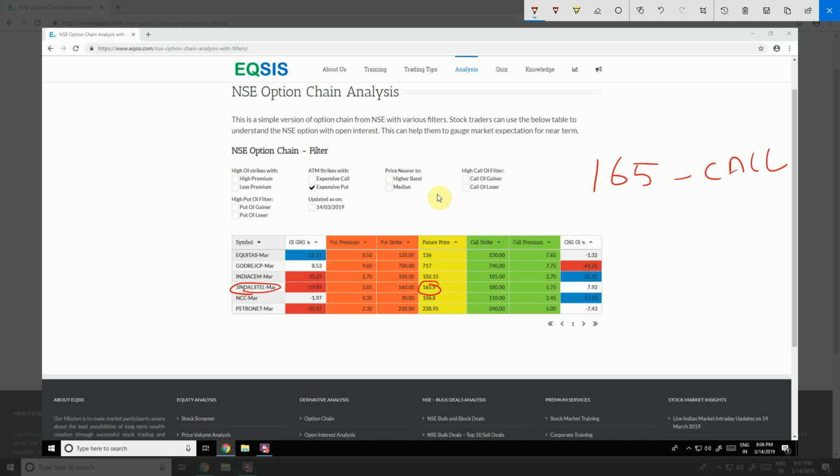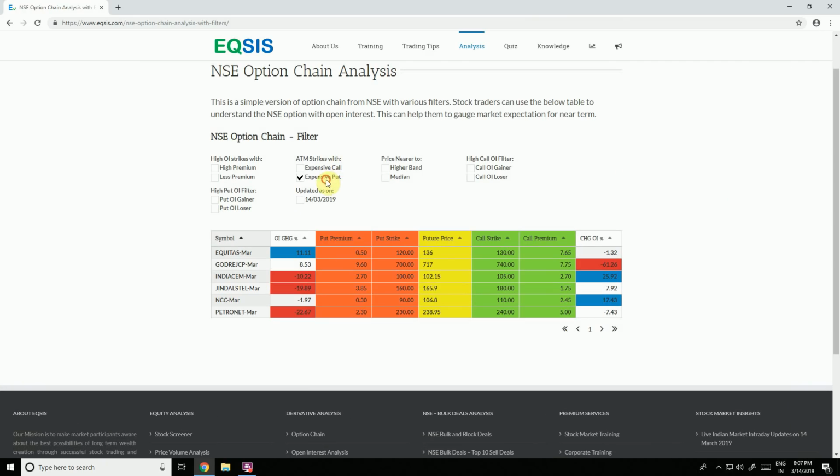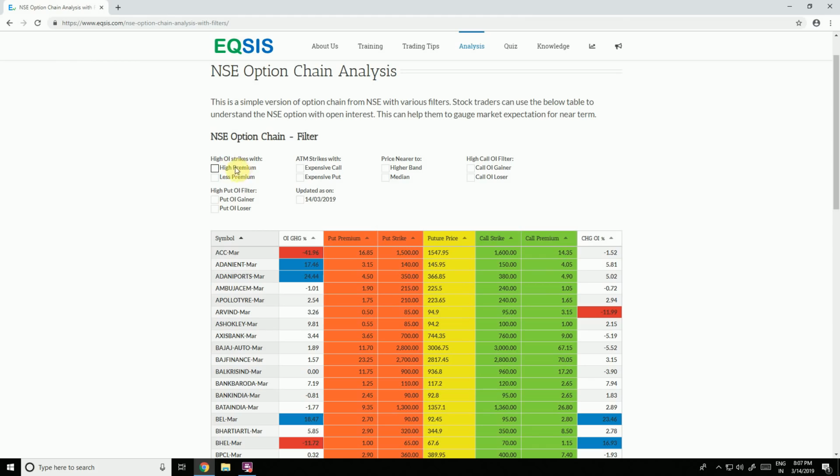We have not taken all the contracts. We have taken liquid contracts wherein the put option is higher when compared to the call option. That's why it is actually showing me. So these stocks are looking slightly on a bearish note. So this is what the at the money, especially this particular one, talks about. Let me go back again with respect to what is high premium and less premium.